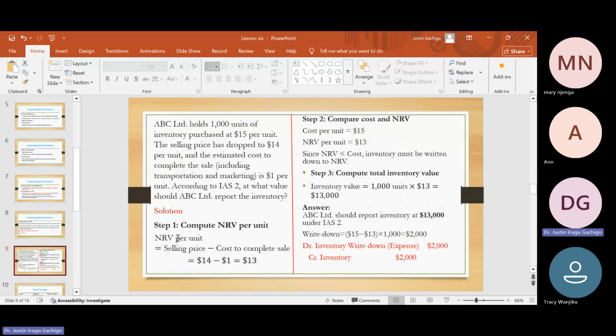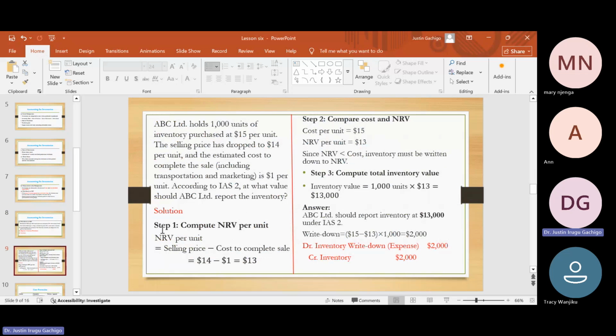Now we have an example here. ABC Limited holds 1,000 units of inventory purchased at $15 per unit. The selling price has dropped to $14 per unit, and the estimated cost to complete the sale, including transport and marketing, is $1 per unit. According to IAS 2, at what value should ABC Limited report the inventory?